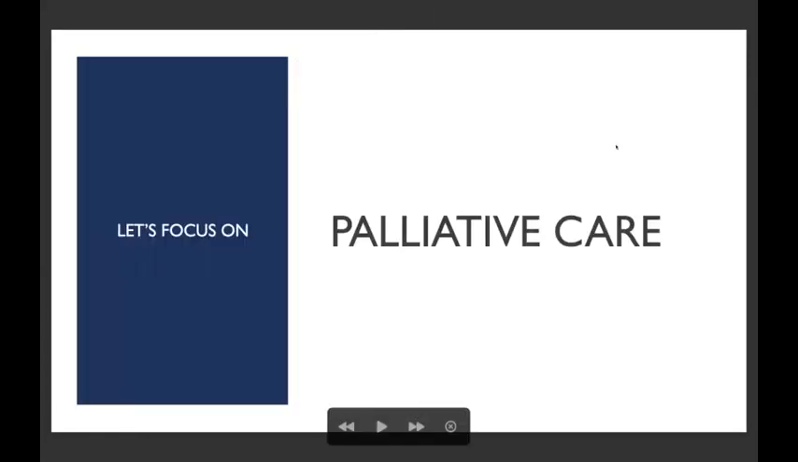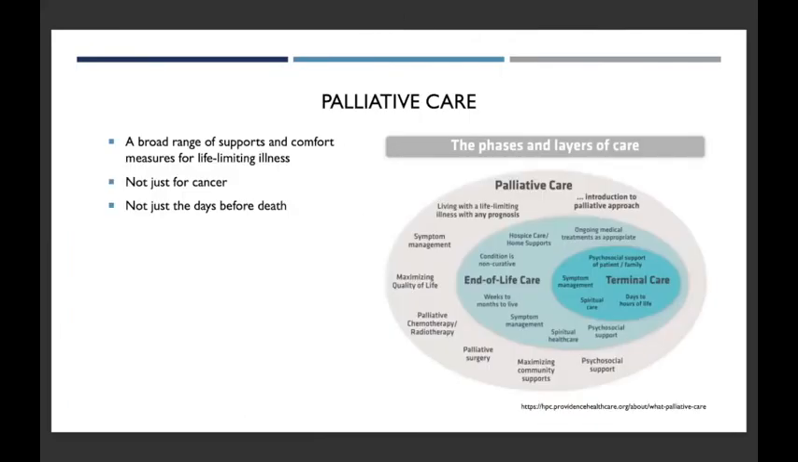So let's focus now particularly on palliative care. In terms of palliative care, one of the really important things to identify from the start is that it's not just for cancer patients and it's not just the days before death. I think one of the traps that we can fall into is just thinking that, okay, we've identified on the ward that this patient's now dying, they only have a few days to live, let's call the palliative care team. That's where palliative care begins.